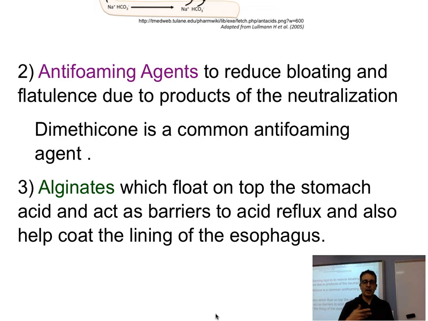They contain this. The third component are called alginates. All right. And basically they're coating agents. They allow for the weak base to stick to the walls of the stomach, to the walls and the lining of your esophagus, and that way it can actually allow the base to neutralize any acid that is flowing upwards. All right, so it's not just acting at the very bottom of your stomach, but it's acting all over. Okay, so three components. One more time: weak base, antifoaming agent, and alginates.